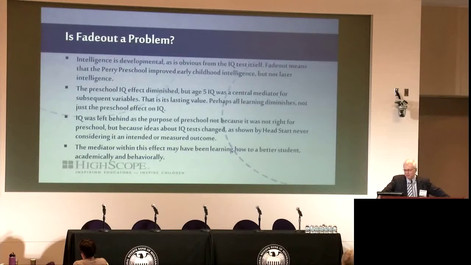IQ was left behind as the purpose of preschool, not because it wasn't right for preschool, but because ideas about IQ tests changed, as shown by Head Start, never considering it as an intended or measured outcome. I don't know what to do with that fact, but it is a fact. The mediator within this effect, and this is my interpretation, I think the real mediator was learning how to be a better student academically and behaviorally. That's pretty consistent with what some other folks have said here. If you learn how to do it right, you're going to do it better, and then people are going to respond to that.